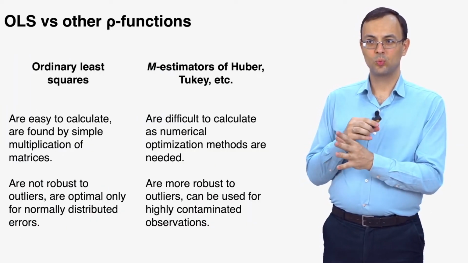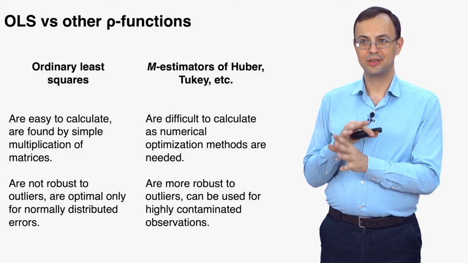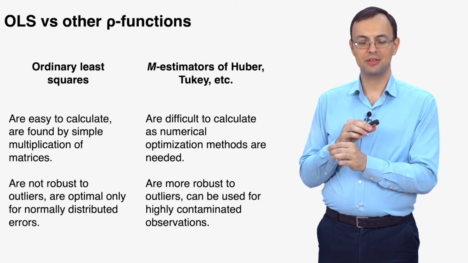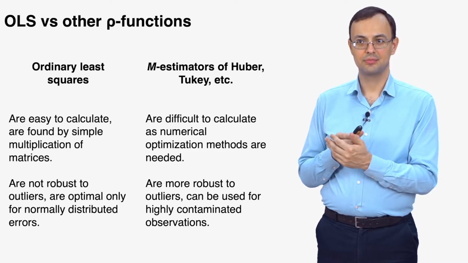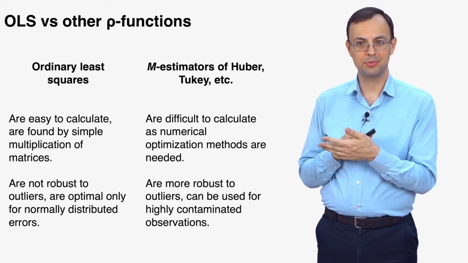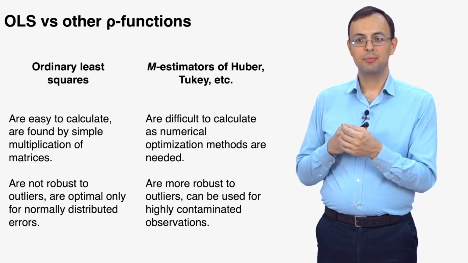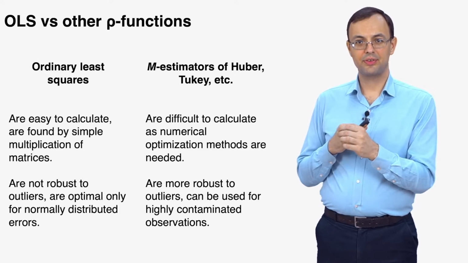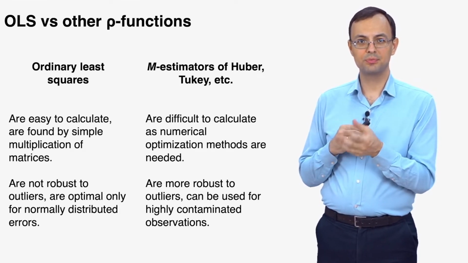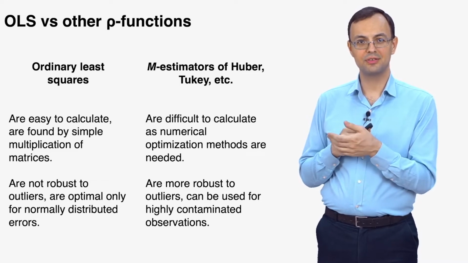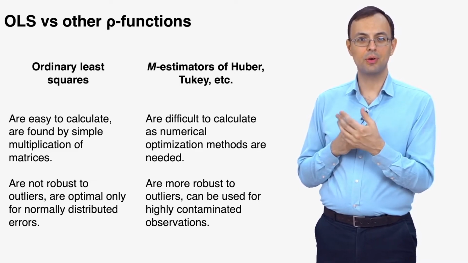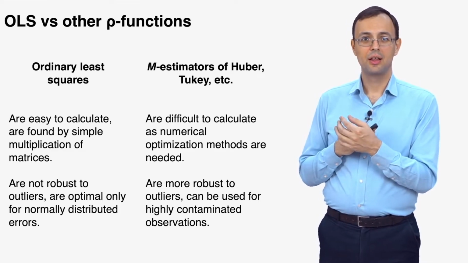So what is the digest? The ordinary least squares estimators are easy to calculate, as they are found by just multiplication of matrices, and this is a very simple mathematical operation. But they are not robust. They are not robust in case of outliers, and so they are optimal only in case of normally distributed errors, and normally distributed errors is almost a synonym of the absence of outliers.